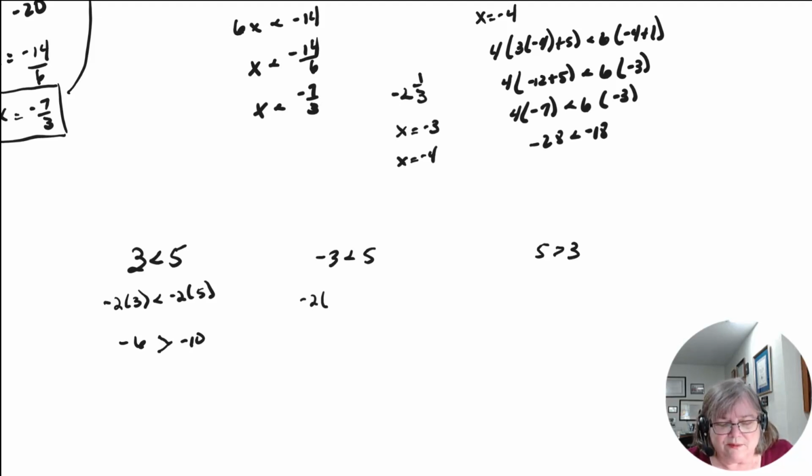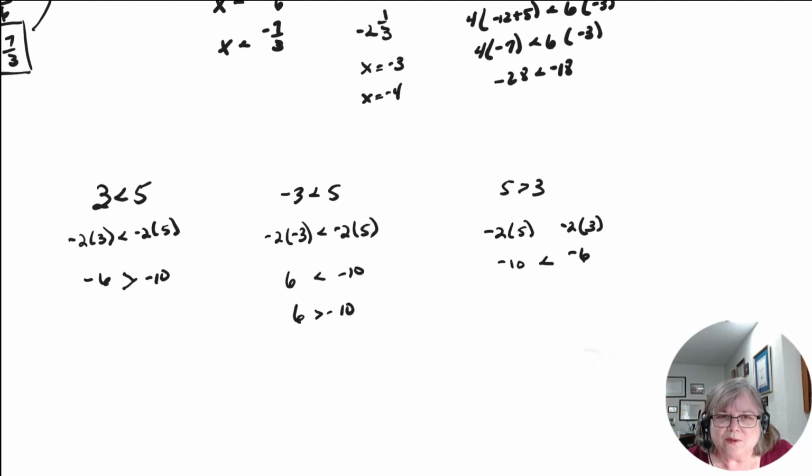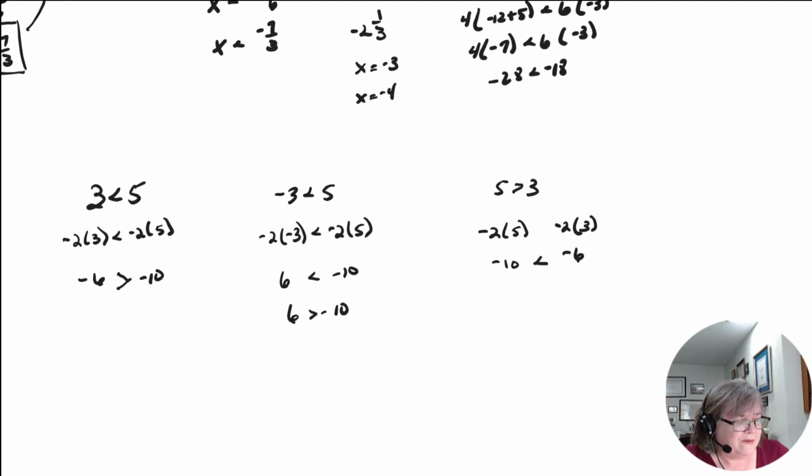Multiplying by negative 2 here. Negative 2 times negative 3 is positive 6. This is negative 10. Is it still less than? No, it is not. So it reverses. Negative 2 times 5, negative 2 times 3. We had a greater than, right? This is negative 10. This is negative 6. Is it still greater than? Nope, negative 10 is less than negative 6. So when you multiply or divide by a negative, you have to remember to reverse the inequality.